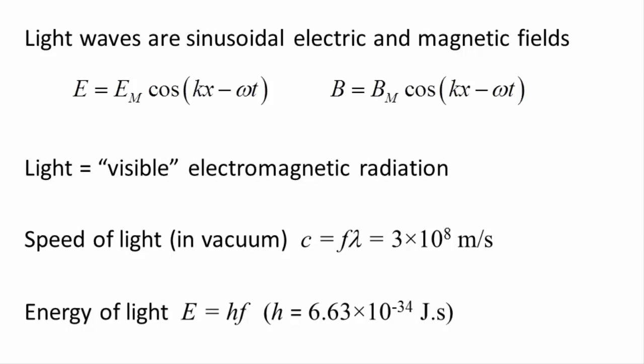Light carries energy in discrete units called photons. The amount of energy in each photon is proportional to the light's frequency and is given by E equals hf, where h is Planck's constant and has a value of 6.63 by 10 to the negative 34 joule seconds.